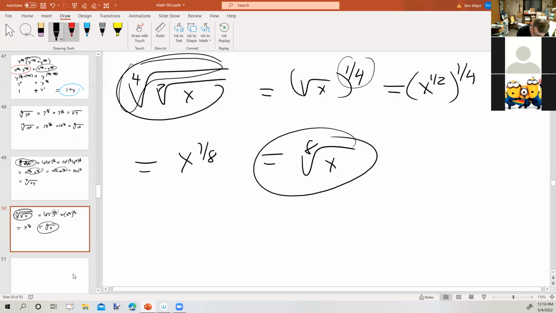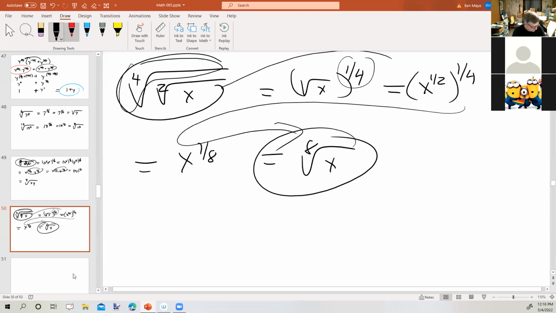And what did I end up doing? Multiplying the indices, however you say that. But again, they're saying to go this route for now.